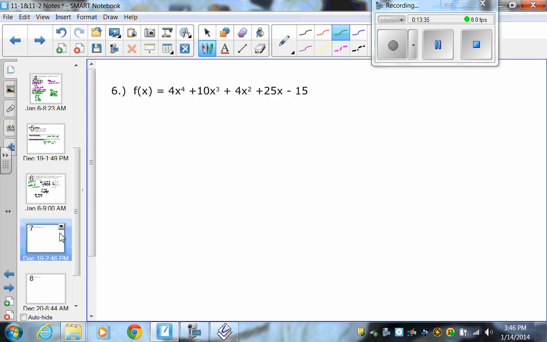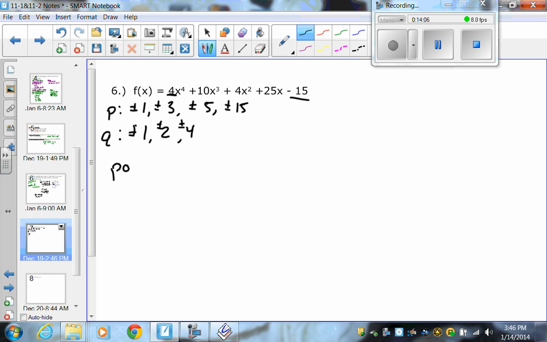Let's try another one. So first thing we're going to do is list out all of the factors of our constant. So that's 1, 3, 5, and 15. Q would be all the factors of your leading coefficient. So that's a 1, a 2, and 4.